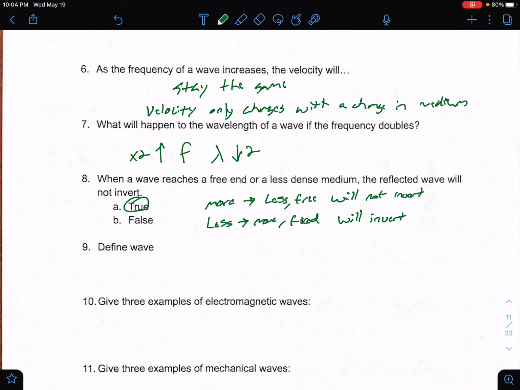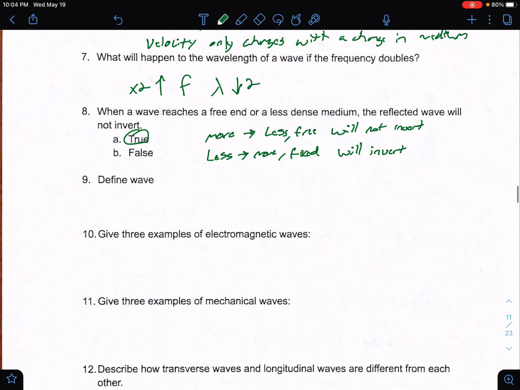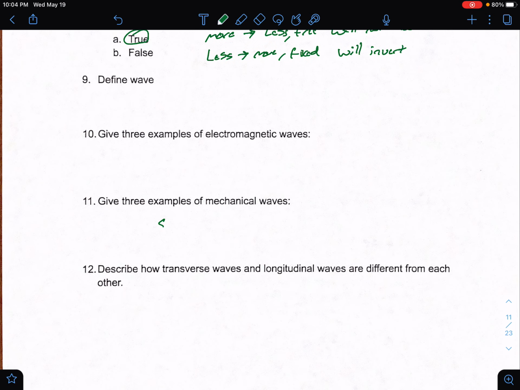11, give 3 examples of mechanical waves. So basically anything that needs a medium. Okay, so this would be like sound. Sound needs air or water. So water would be a mechanical wave, like a rope. Making a wave on a rope, that'd be another one. Or a spring. There's multiple options there.